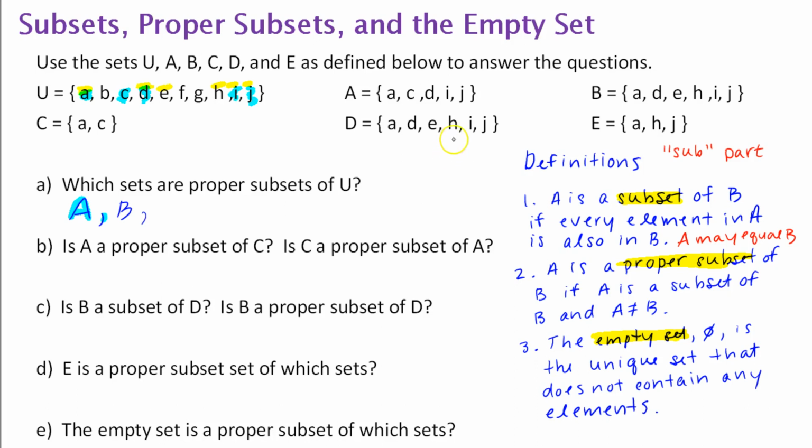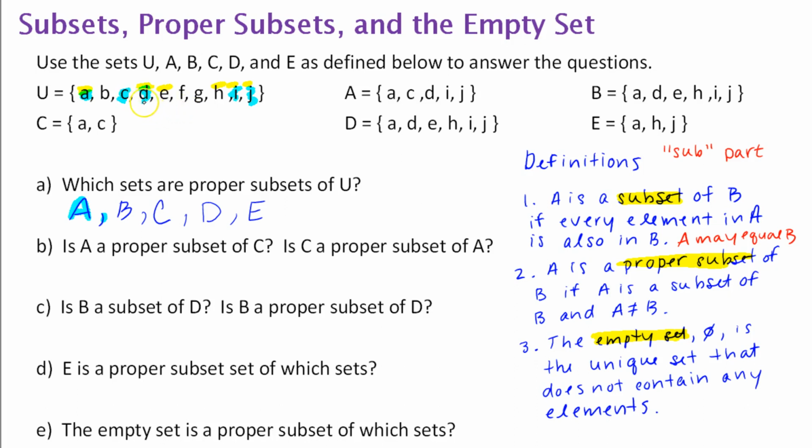And if we continue on, instead of being systematic, we'll try to use general ideas. So we know U has all the letters from A to J. The set C has the letters A and C. Well, those are letters from A to J, so C is a proper subset. D has the letters A, D, E, H, I, J. Those are all letters between A and J, so D is a proper subset of U. And E has the letters H, A, and J. Again, all of those are in U.